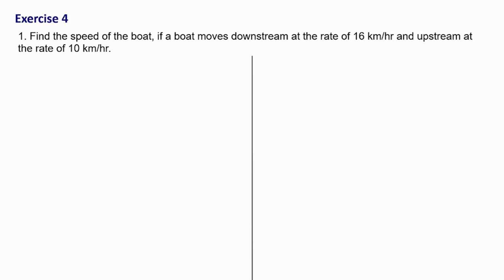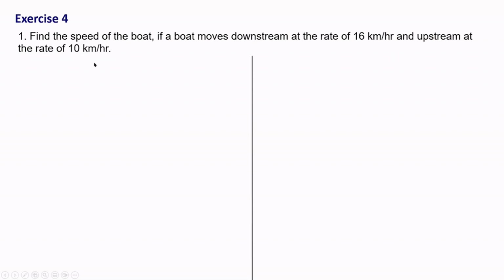Now let us start with the next exercise, which is exercise 4. The questions on this exercise are on the topic problems on boats and streams. The first question: find the speed of the boat if a boat moves downstream at the rate of 16 km per hour and upstream at the rate of 10 km per hour.